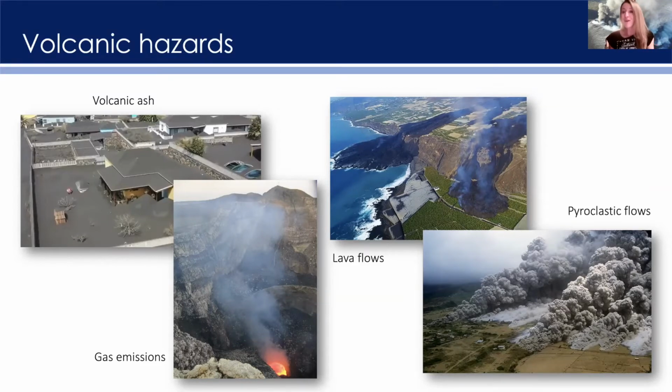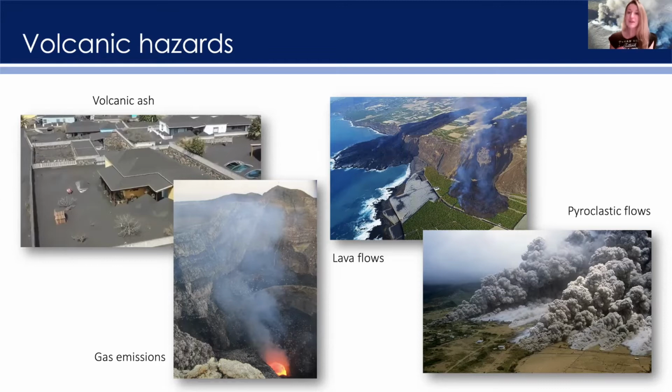Lava flows are a very obvious hazard. This is a picture from the recent La Palma eruption. You'll hear more about that in a couple of slides' time, but they will pretty much bulldoze everything in their path. And then probably the most catastrophic, but fortunately confined to the very proximal region around volcanoes, are pyroclastic flows.